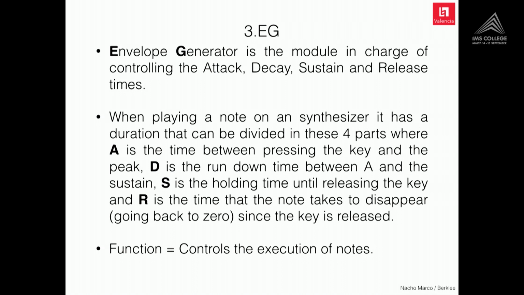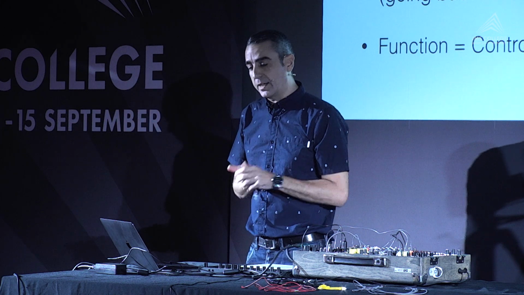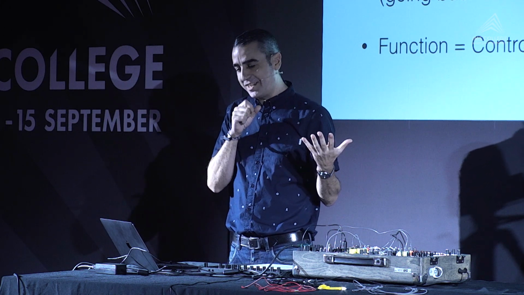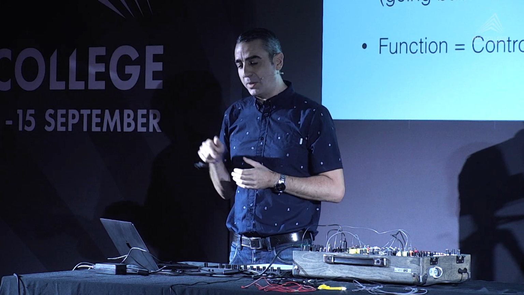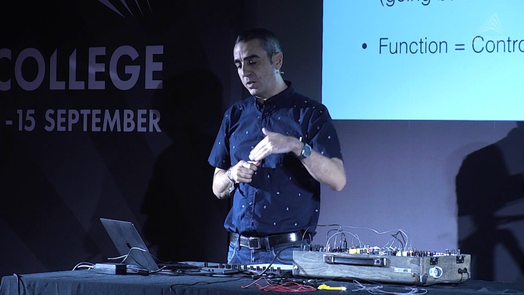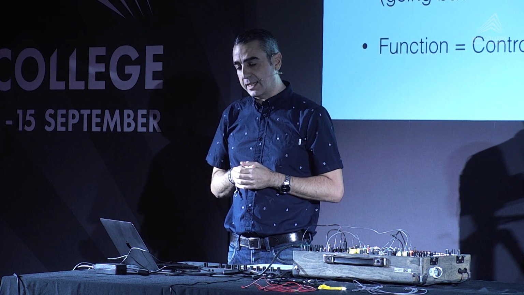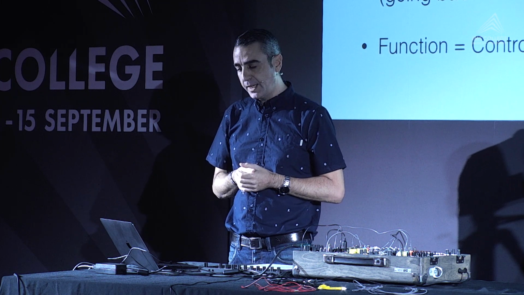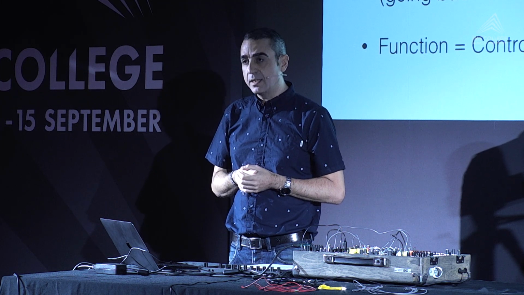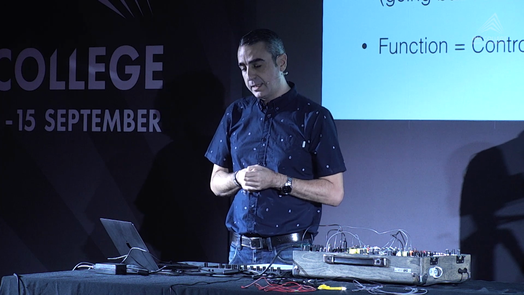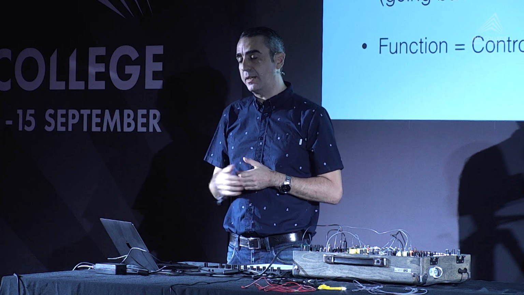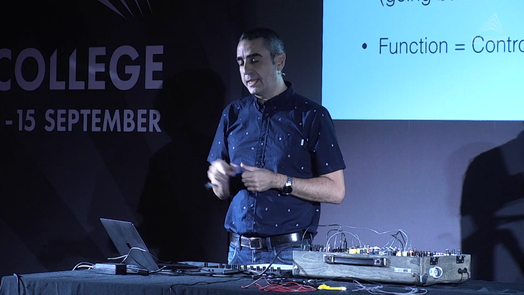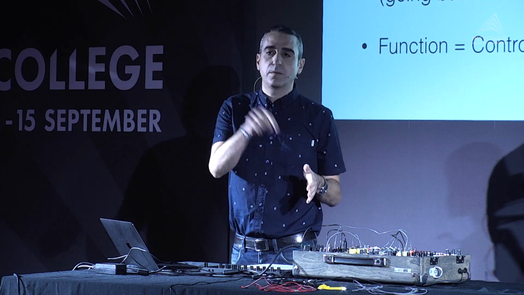When playing a note on a synthesizer, it has a duration that can be divided into these 4 parts, where A is the time between pressing the key and the peak. D is the rundown between the attack and the sustain. Sustain is the holding time until releasing the key. And R, the release time, is the time that the note takes to disappear, going back to 0, since the key on a keyboard, for instance, is released.